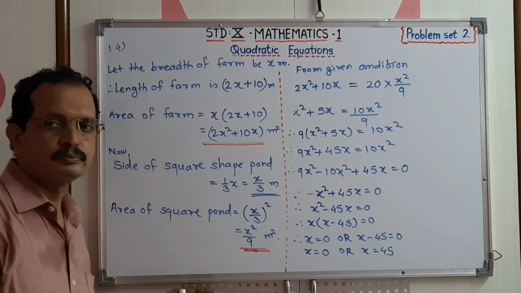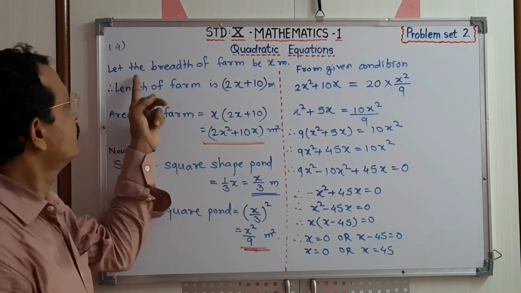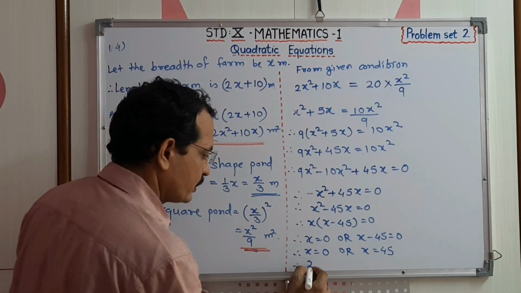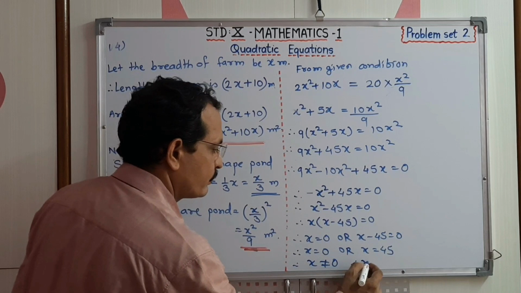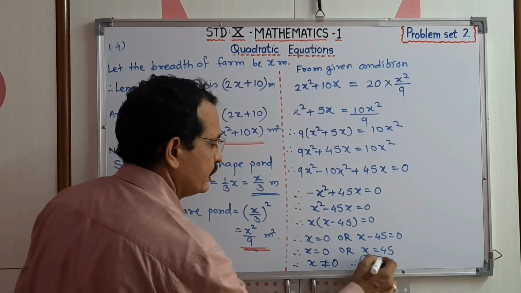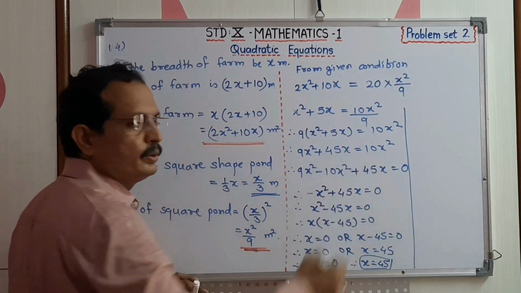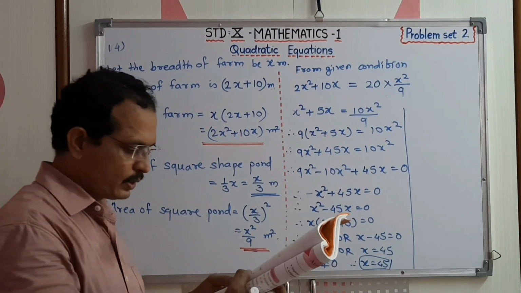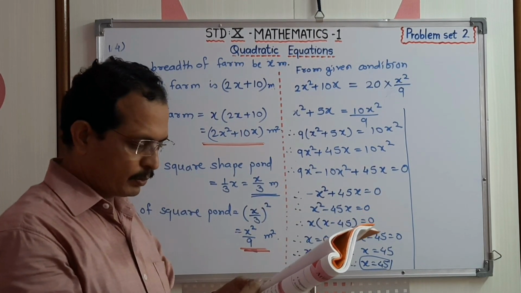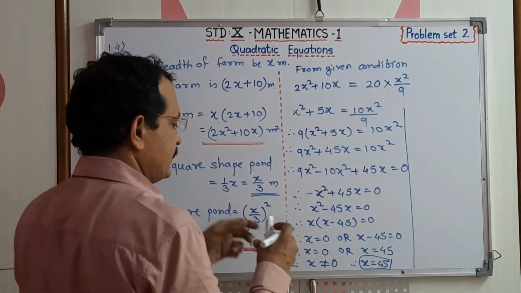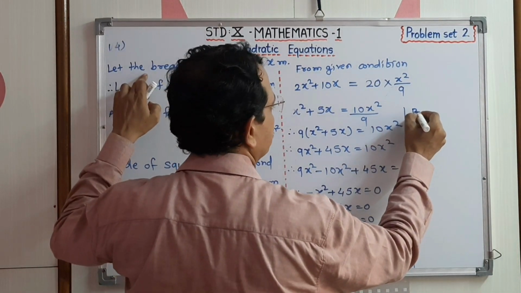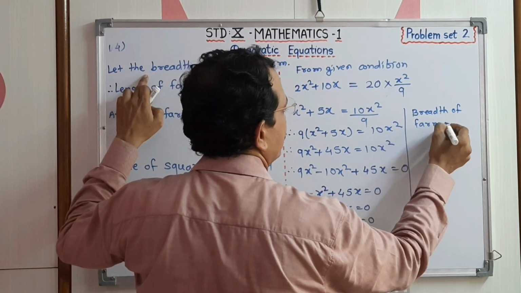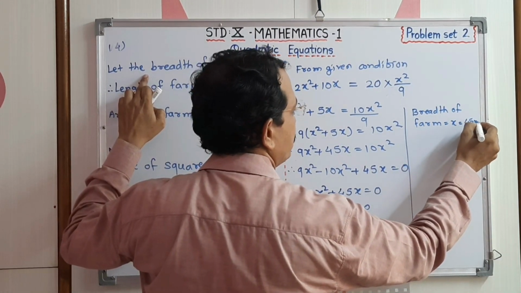Now dear student, what is x? x is the breadth of the farm and it is not equal to 0. Therefore x is not equal to 0. Therefore x is equal to 45. What we have to find out? We have to find the final answer. We have to find the length and the breadth of the farm and the pond. First of all, the breadth of the farm is equal to x is equal to 45 meter.